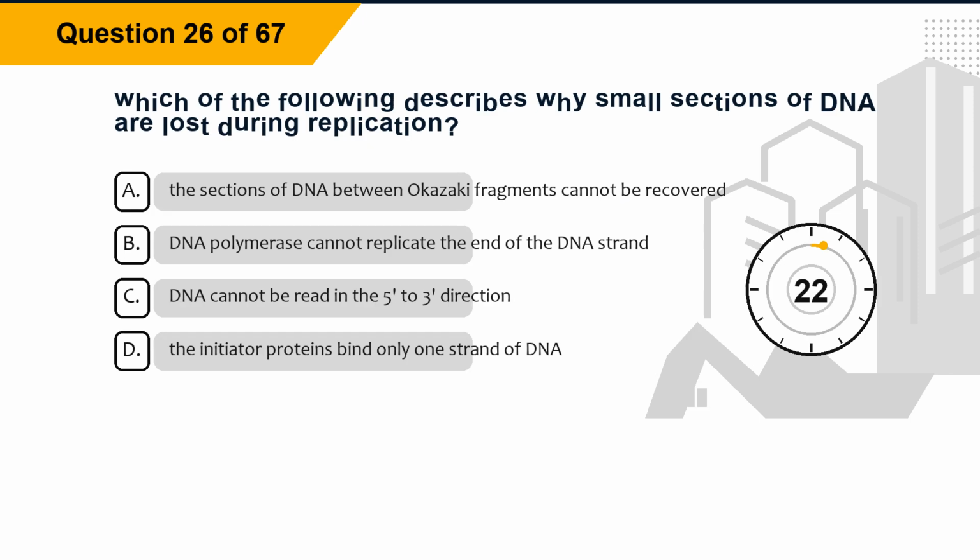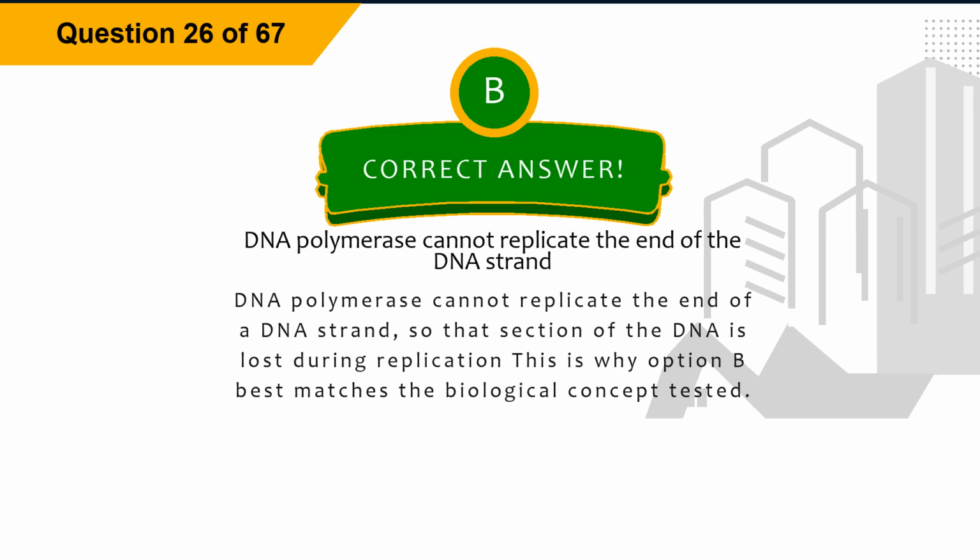Question 26. Which of the following describes why small sections of DNA are lost during replication? Option A. The sections of DNA between Okazaki fragments cannot be recovered. Option B. DNA polymerase cannot replicate the end of the DNA strand. Option C. DNA cannot be read in the 5' to 3' direction. Option D. The initiator proteins bind only one strand of DNA. The correct answer is option B. DNA polymerase cannot replicate the end of the DNA strand. Explanation. DNA polymerase cannot replicate the end of a DNA strand, so that section of the DNA is lost during replication. This is why option B best matches the biological concept tested.